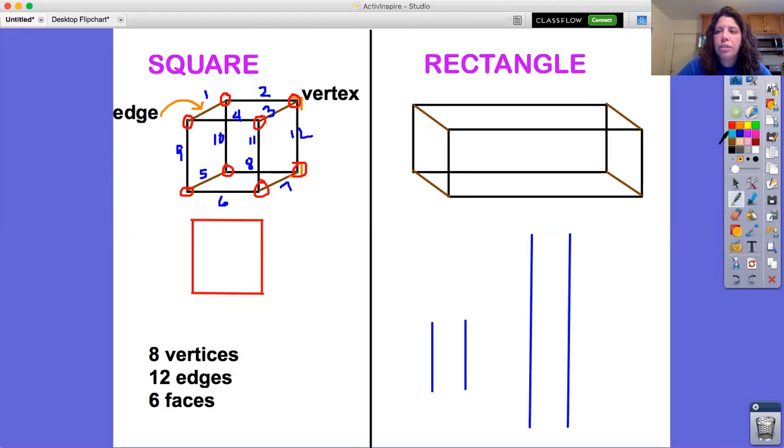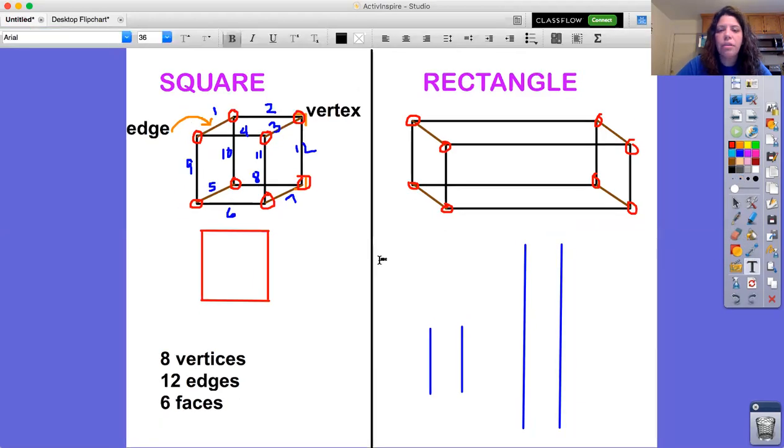I'm going to go ahead and count my vertices first. And I'm going to start on just one side. 1, 2, 3, 4. I'm now going to go to the other side. 5, 6, 7, 8. So you can see I have 8 vertices.